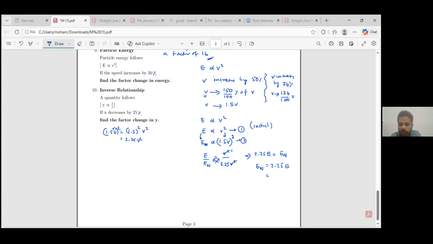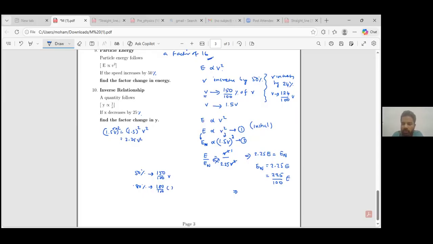2.25 as a fraction I can write as 225 out of 100 E, right? It's 225 out of 100 E. That means if the increase is 50%, we write it as 150 over 100. If it is an increase of 80%, we can write it as 180 over 100 times that quantity.